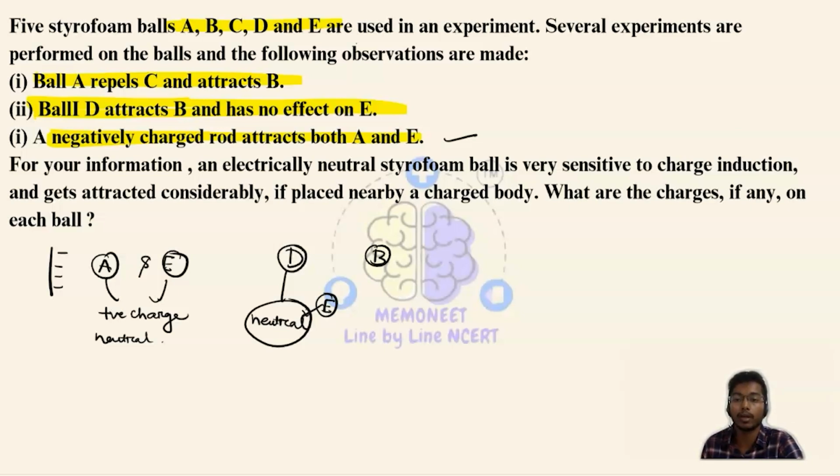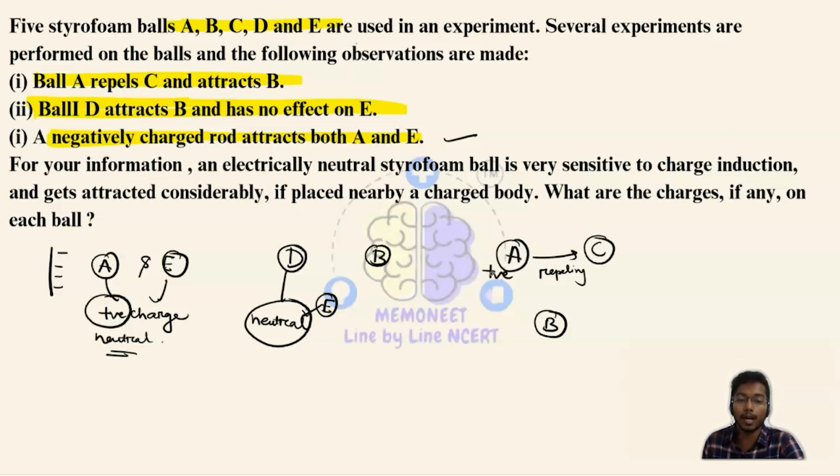Then D attracts B, and the first condition, that is A repels C. A is repelling C and A attracts B. It means A attracts B, and we have A can be positive charge or neutral, but here B is not neutral, because D is attracting B and A is also attracting B. So A will be positive charge and B will be negative charge.